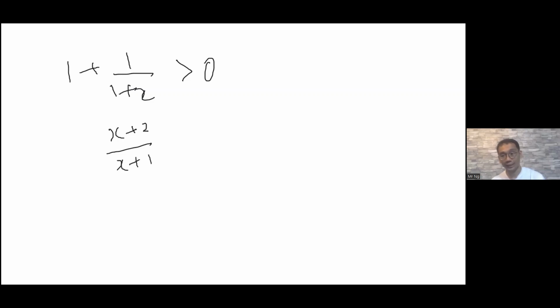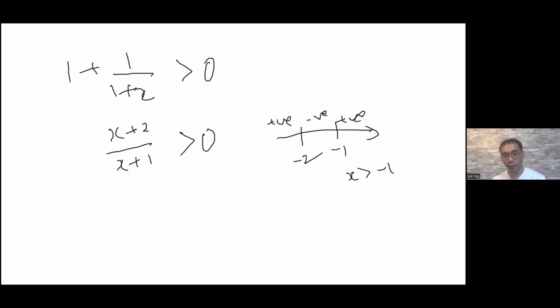Okay, so for example, we have this case. The thing to do here is to do this. Make it into a common denominator. Okay, and then after that, draw your number line, which is -1, -2, okay, positive, negative, positive. That's why your answer should be x is more than -1 or x is less than -2.